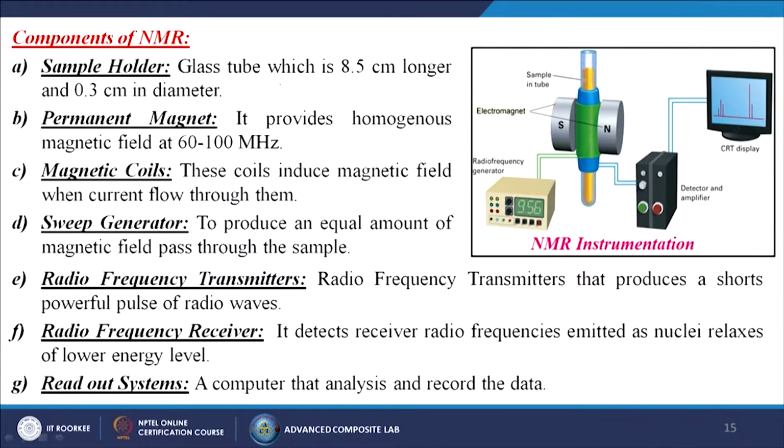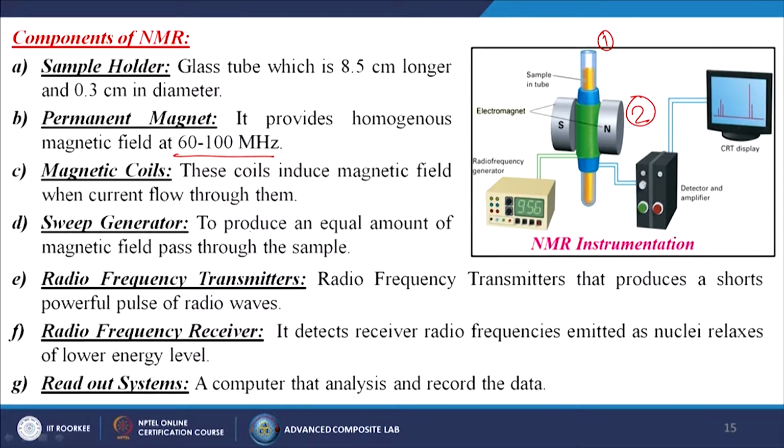So, now what are the components of NMR? First one is called the sample holder, that means a glass tube which is 8.5 centimeter long and 0.3 centimeter in diameter. Next is the permanent magnet, it provides the homogeneous magnetic field at 60 to 100 megahertz. In this diagram you can see the sample tube, which is number 1, then we have the magnet, that is number 2, then the magnetic coils, these coils induce a magnetic field when current flows through them.